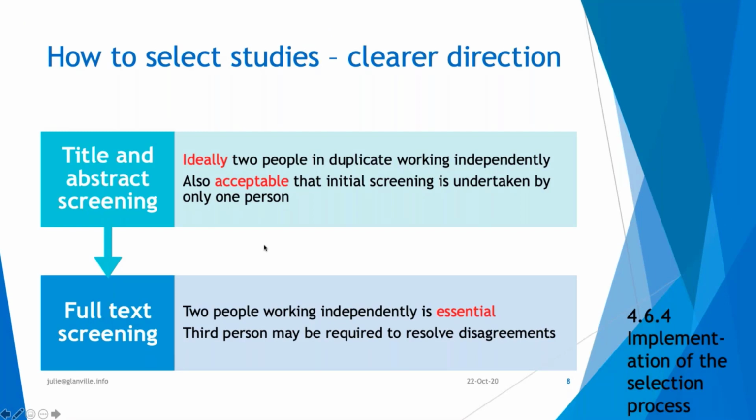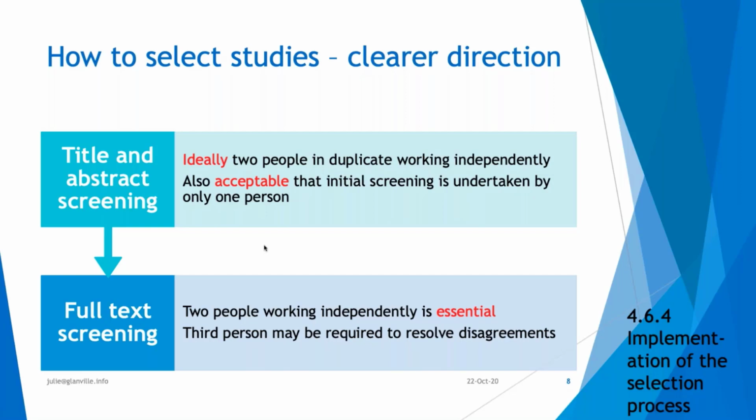There's some clearer direction in the section on selecting the methods of selecting studies. So how many people should be involved in the screening process? It now says in the title and abstract screening section that ideally 2 people should be screening independently in duplicate, but it is acceptable that initial screening is undertaken by only 1 person.